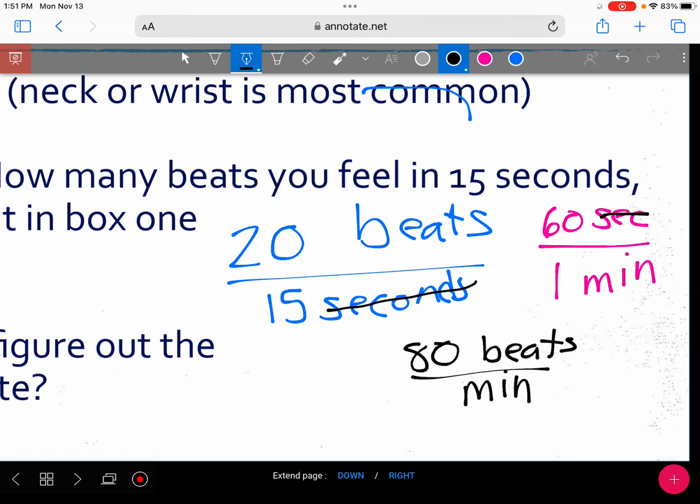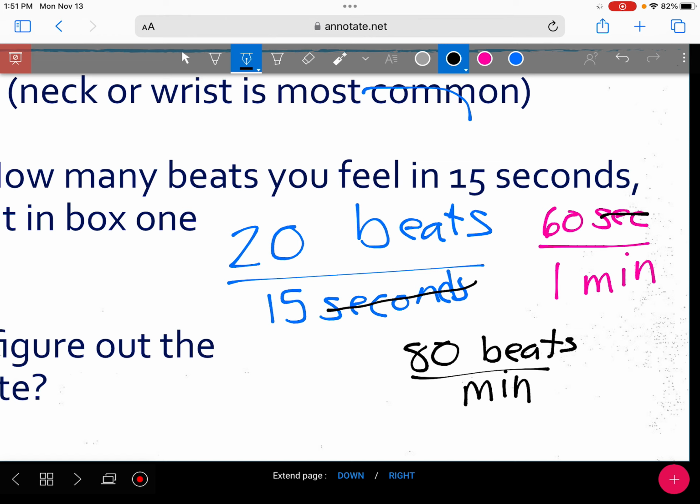Where should we get 80 from? I multiply 20 times 60 divided by 15. Oh. So you're going to take your number times 60 and also divide it by 15. So that's what we're calling your resting heart rate. We've done a resting heart rate.